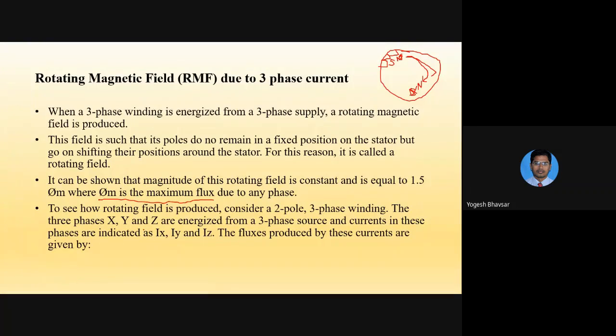Now to see this phenomenon, we'll consider a two-pole three-phase winding, and the three phases are X, Y, Z, which will be energized from a three-phase source, and the respective currents in these phases will be Ix, Iy and Iz.